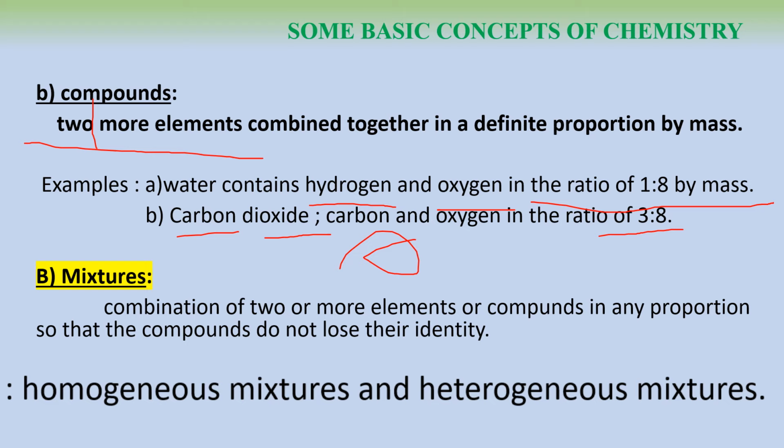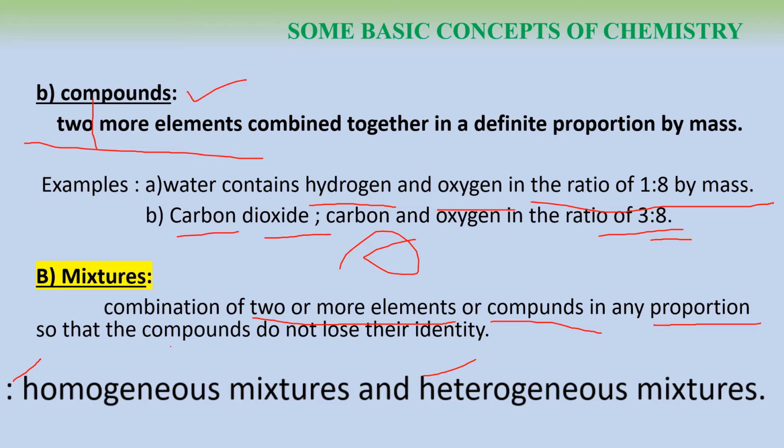In the case of compounds, you learned that it is in a fixed ratio, but in the case of mixtures, there will be no fixed ratio or no fixed proportion. Here two or more elements or compounds will be there. Again, mixtures are classified into two types. First one is homogeneous mixture and second one is heterogeneous mixture.